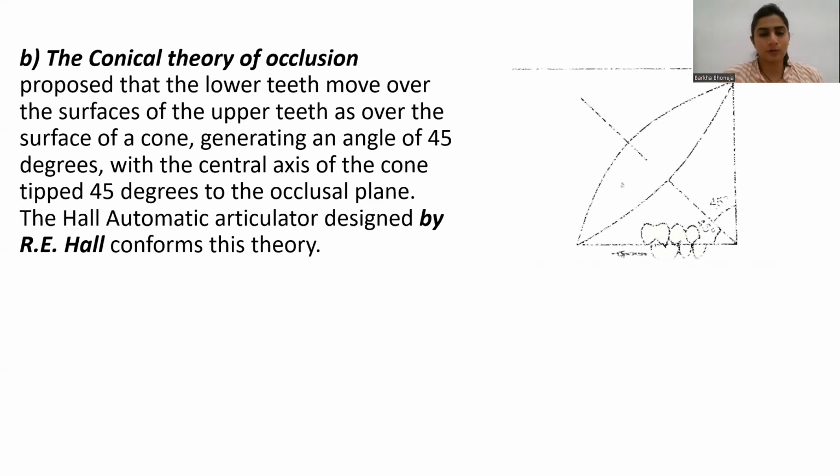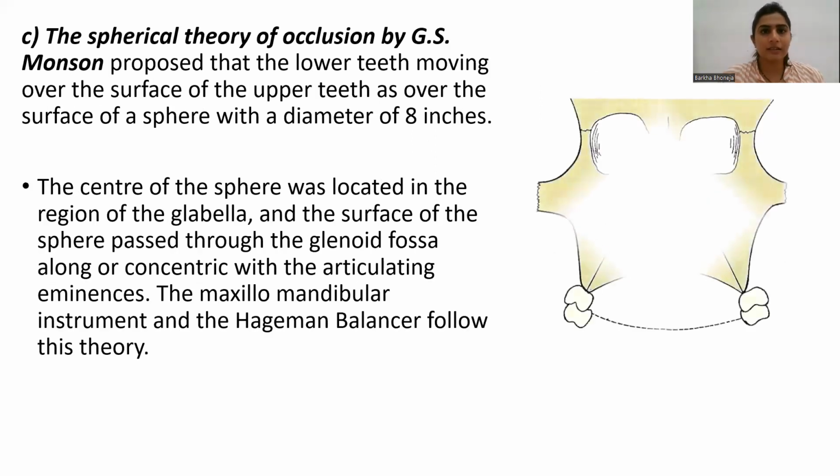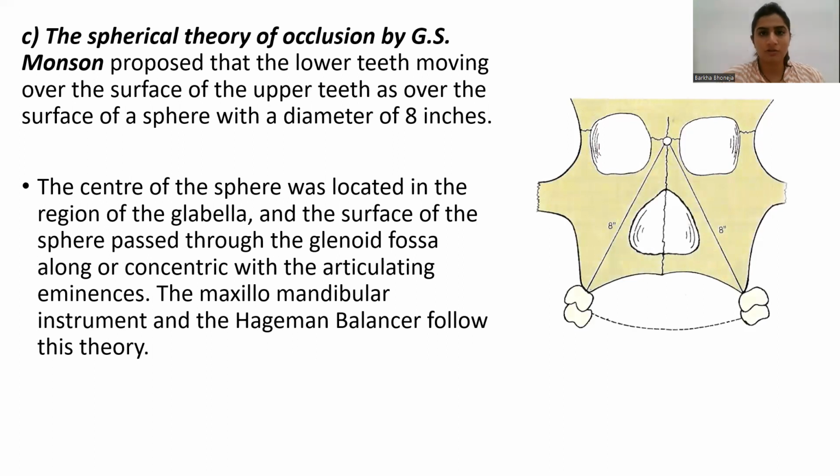The conical theory of occlusion states that the lower teeth move in relation to the upper teeth in a cone which is angled at 45 degrees. R.E. Hall made an articulator which is called Hall's articulator, and it's based on this theory. The spherical theory of occlusion by G.S. Monson stated that the lower teeth, as you can see here, move in relation to the upper teeth on a sphere with its center at the glabella, and this distance is 8 inches.